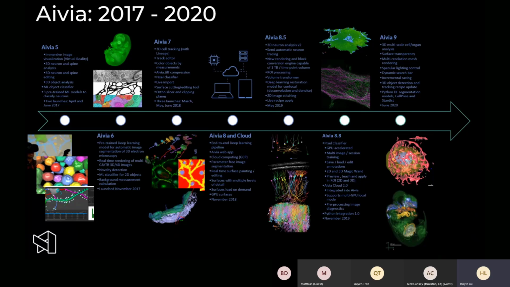So as you know, Avia was launched back in April 2017, and over the past 3 years, we've been continuously adding new features to the product, ending up with Avia 9, which was just launched in the middle of last month, with the cell analysis, the new transparency options and everything. So today I'm really happy to show you the 3D cell analysis.